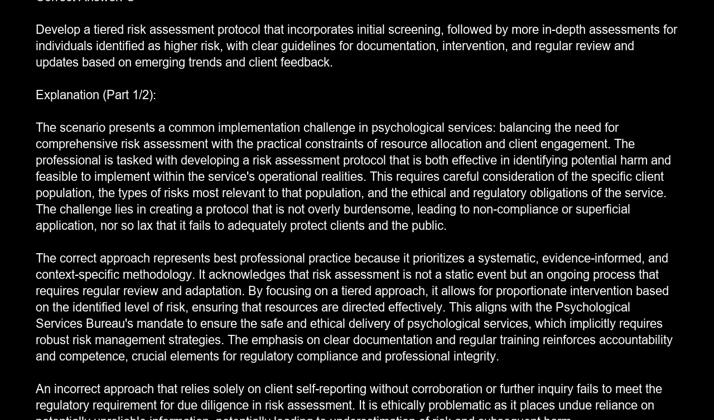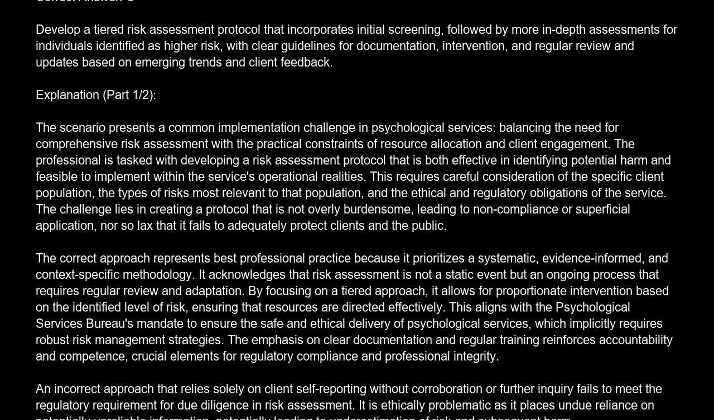Explanation. The scenario presents a common implementation challenge in psychological services, balancing the need for comprehensive risk assessment with the practical constraints of resource allocation and client engagement. The professional is tasked with developing a risk assessment protocol that is both effective in identifying potential harm and feasible to implement within the service's operational realities.